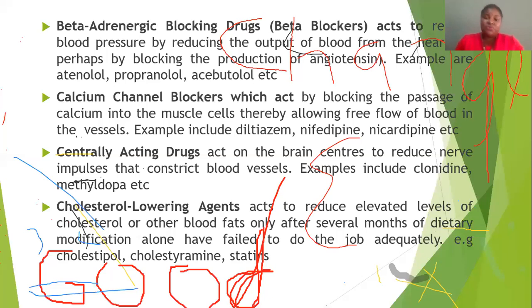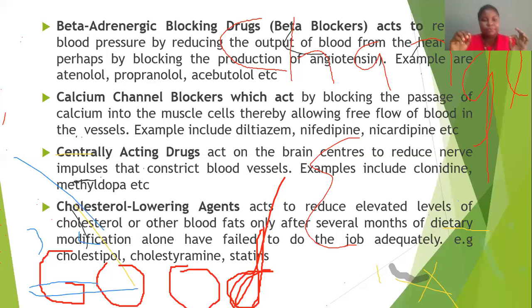You can have beta 1 receptor in the muscles of the heart and where you can have the beta 2 receptors in the lungs or the lining of the bronchi. So examples of these beta blockers are atenolol, propranolol, acebutolol. So if you are not familiar with any, you should be familiar with propranolol.